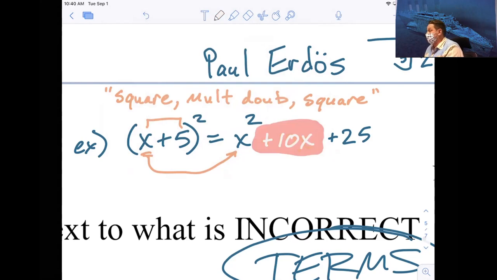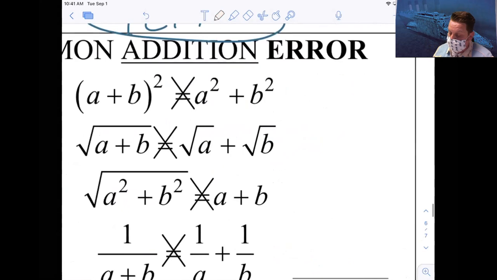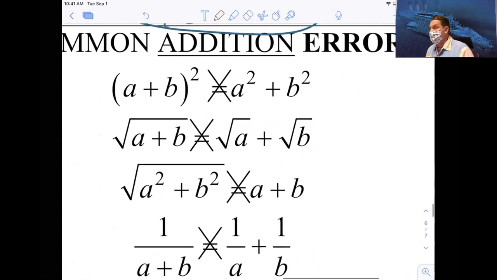Square, multiply, double square. We'll be doing that a lot this year. Take calculus, I'll be doing that a lot. So that's what it's equal to. It's not equal to A squared plus B squared. Same thing, the square root of A plus B can't be split up. It's not the square root of A plus the square root of B. Does not work, okay? Because those are terms, not factors.